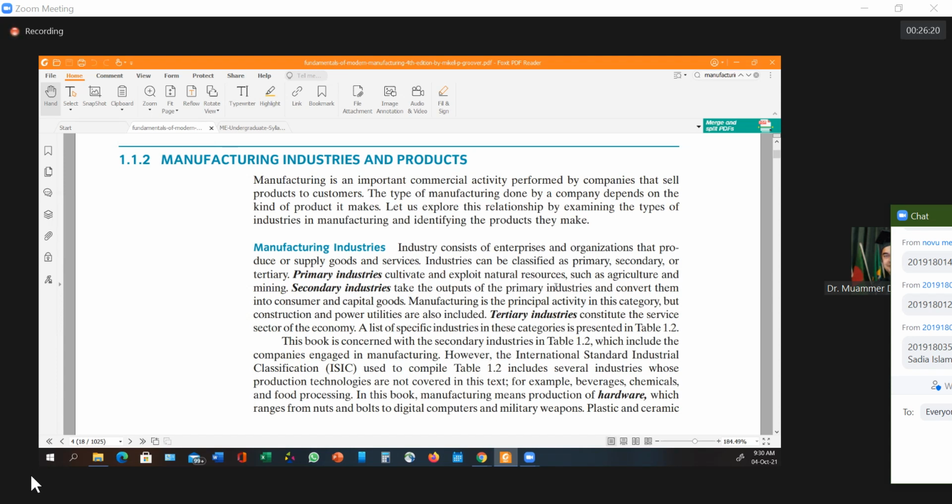Example would be Robi, Airtel, Grameenphone. These are tertiary industries. They provide service. Also, if we think about private hospitals, they are also tertiary industries. Government hospitals are subsidized by the government, and they are not supposed to be profit organizations, but private hospitals, it's a business, so it's a tertiary industry.